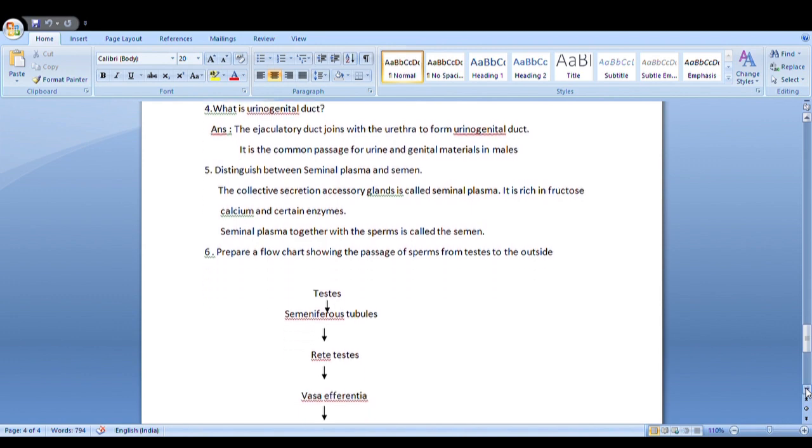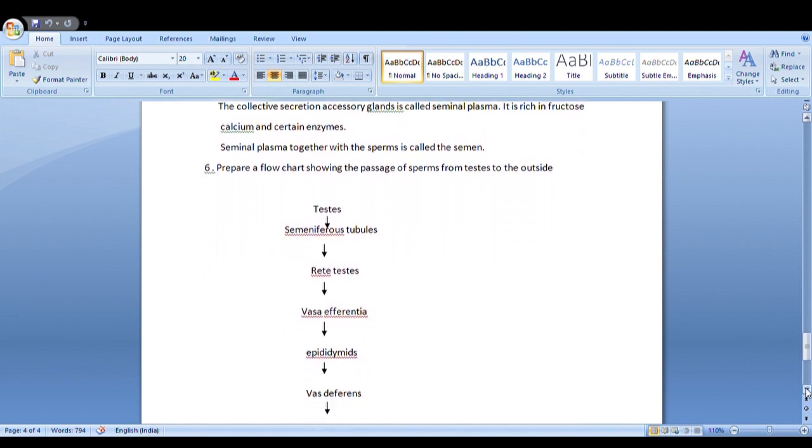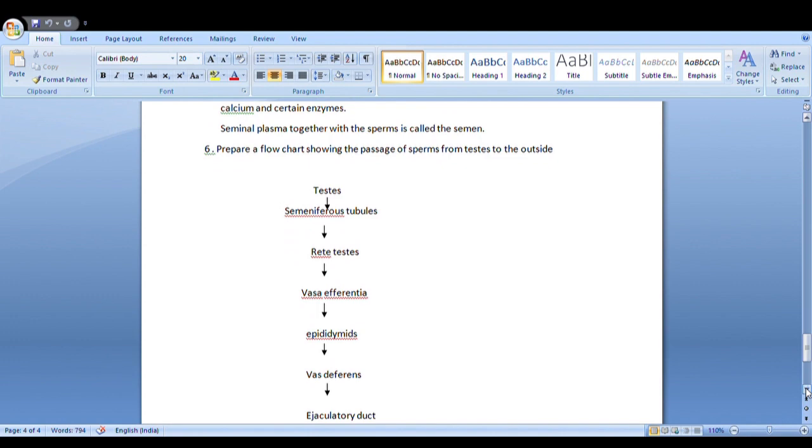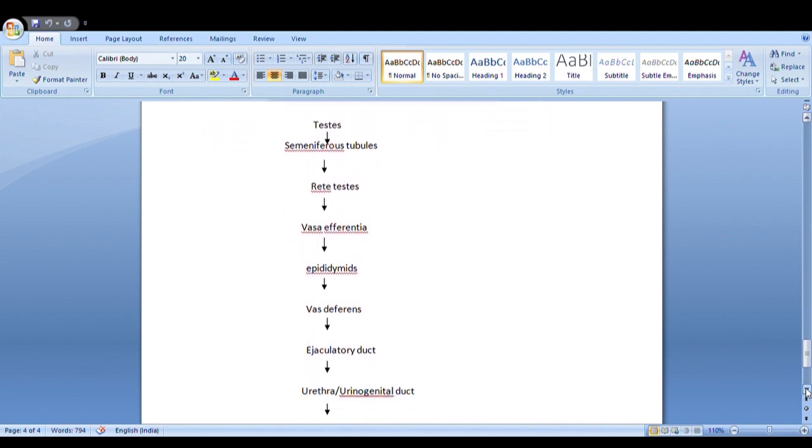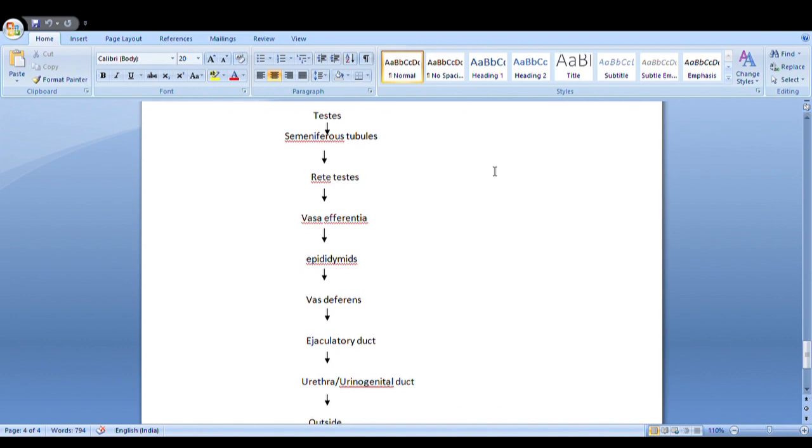Next, prepare a flow chart showing the passage of sperms from testis to the outside. See, starting from the testis, seminiferous tubules, sperms are produced in seminiferous tubules. From there to the rete testis, vasa efferentia, epididymis, vas deferens, ejaculatory duct, urethra or urinogenital duct to the outside.